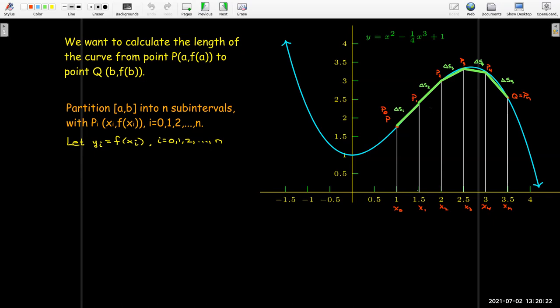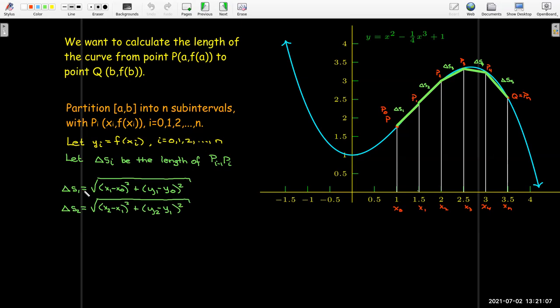Now each line segment, I would use the distance formula to calculate the approximate length of that portion of the curve. So delta s sub i will be the distance from the point P sub i minus 1 to P sub i, just the length of that line segment, and we'll use the distance formula for that. So our change in x, or delta x, is going to be constant, but the delta y is going to depend on i. So delta y1 may be bigger than delta y3, for example. And so we just go through, use the distance formula for each one, and get my approximation by adding those lengths of line segments together.